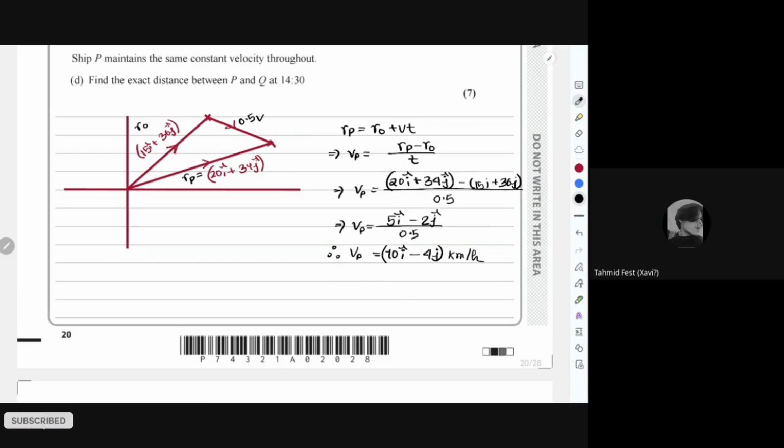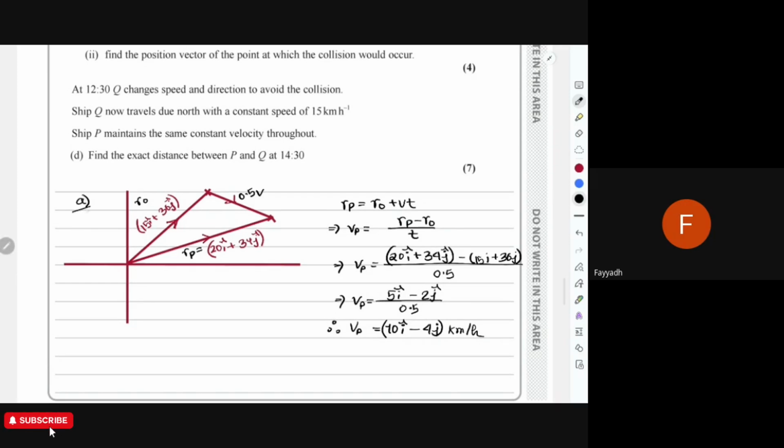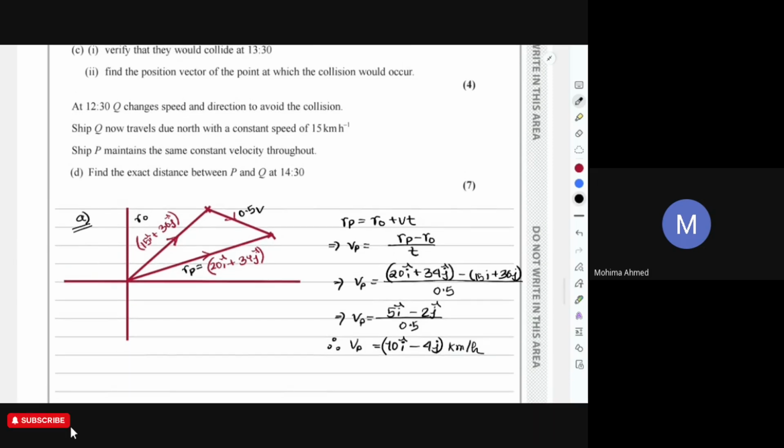No, ma'am. Fayad, Azri, Arif, any question? No, miss. Azri, I think you joined a little late. Did you understand this maths? Azri, can you listen to me? I think he is not in class, most probably.